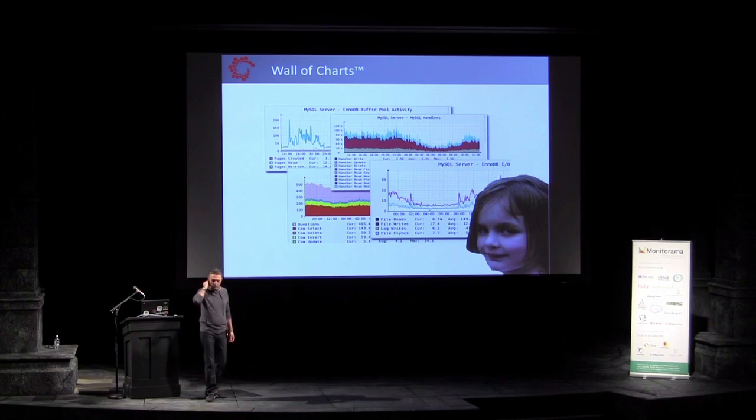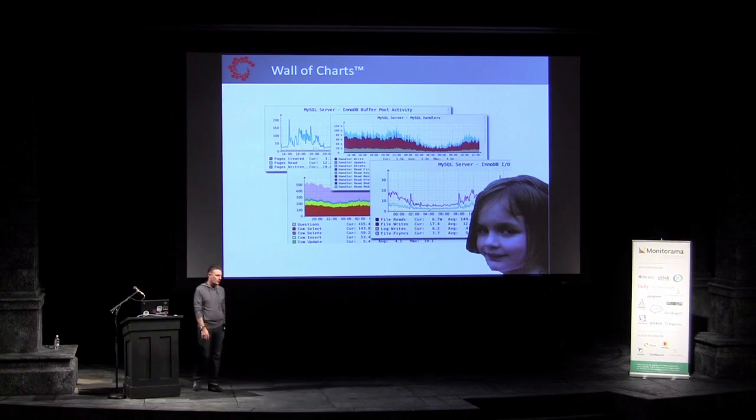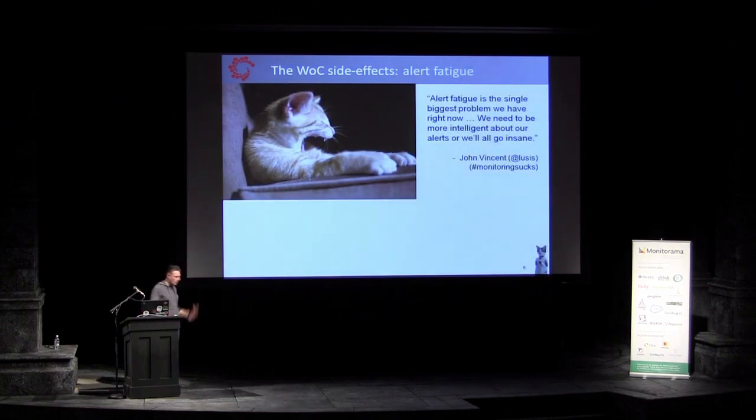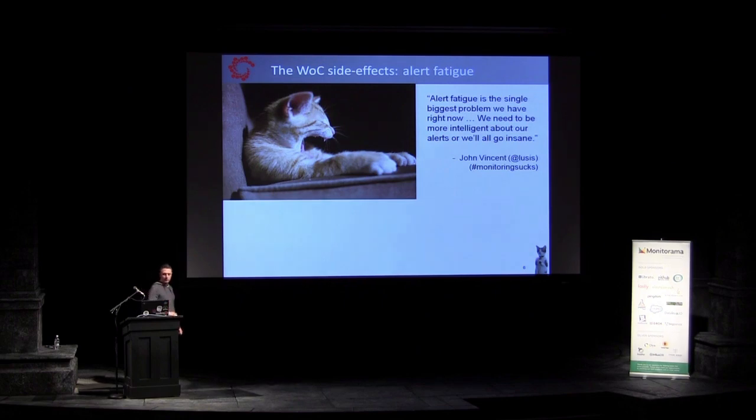And the question is, so what? We've got all these charts. We think we're clever. We're collecting hundreds, thousands, or more of metrics, and we say, all right, we're going to pick 5 of them, or 10 of them if we're good, and put them up on a chart, and then watch them. What the hell are we doing? It's really meaningless. The side effect of the wall of charts is alert fatigue. And the great line here from John, he's probably not around today, is that alert fatigue is the single biggest problem we have right now.